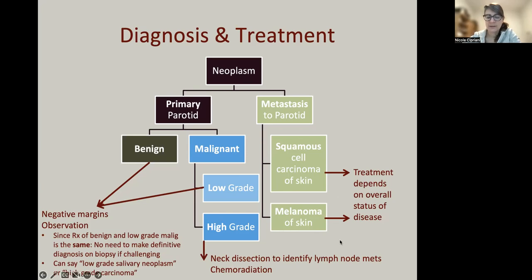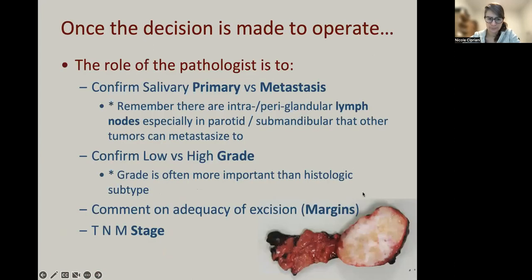Certainly treatment for these depends on the overall remainder of the disease status for that patient. So once we have a biopsy and the decision is made to operate, the role of the surgical pathologist then is to confirm whether this is a salivary primary versus a metastasis, confirm again that grade, low versus high. In many cases, grade is more important than the actual histologic subtype of salivary cancer.